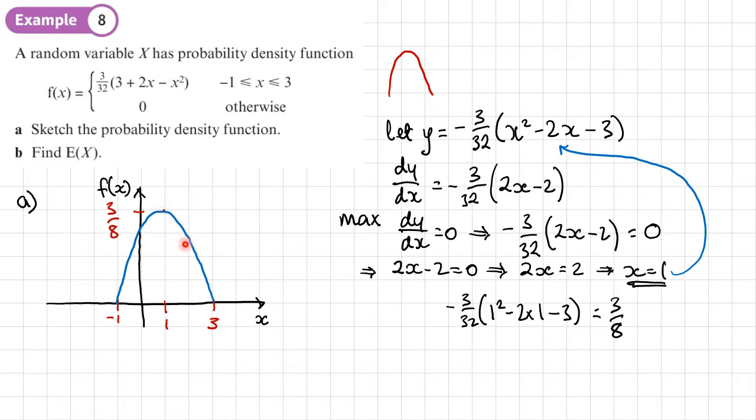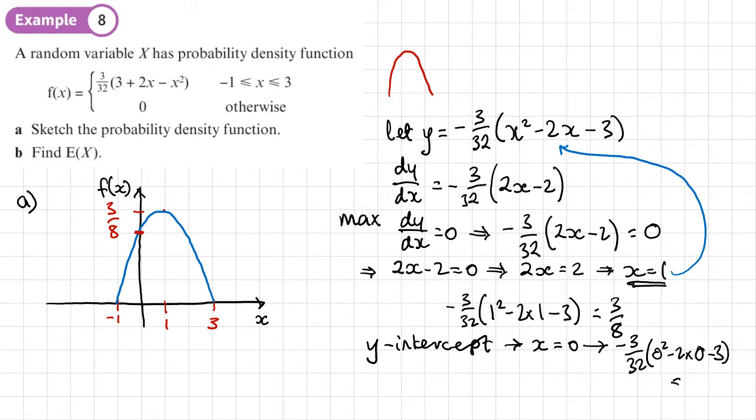We should really include points where it crosses the axis, or the maximum. We can work out this point where it crosses the y-axis by making x equal to 0. So the y-intercept is when x equals 0, and we've got -3 over 32 times 0 squared minus 2 times 0 minus 3. That gives us 9 over 32. So this point here, where it crosses the axis, is 9 over 32.